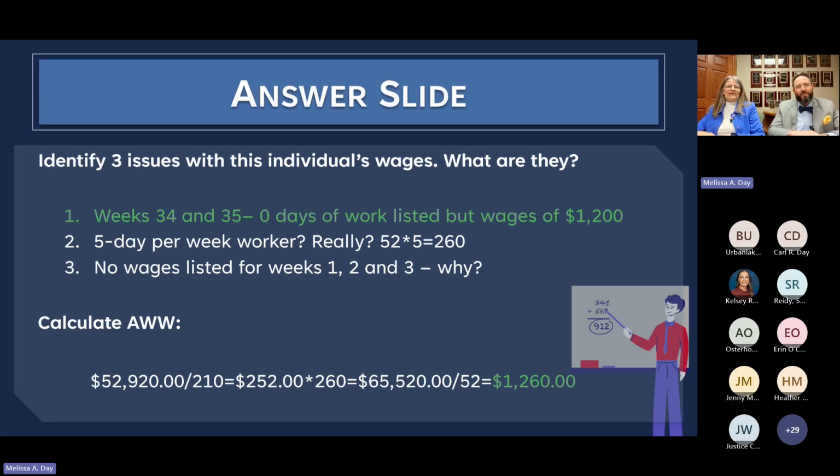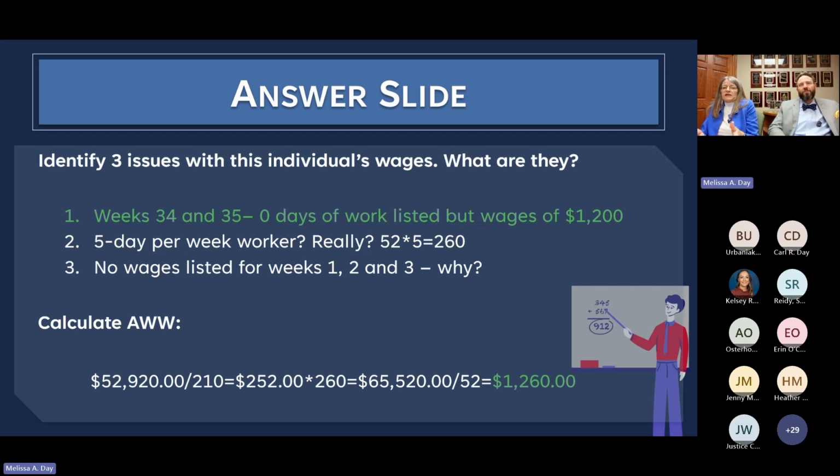The other thing that we'd like you to notice, 5-day per week worker, this person was denoted as a 5-day per week worker on the first page of the C240, but there are only 210 days of work for the entire year listed. If somebody truly worked 5 days per week every week of the year, they would work 260 days during the year. This person worked 50 days less than 260, according to the information provided on the C240. And then lastly, there are no wages listed at all for weeks 1, 2, and 3. And we would want to inquire, like, well, why is that? Did the individual start?